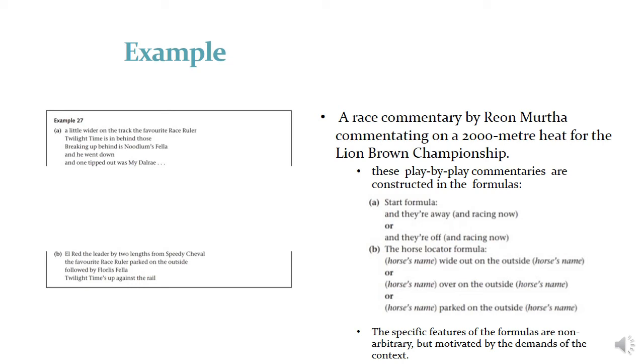The specific features of the formulas are not arbitrary. They depend on the context. For instance, the syntactic inversion, which was noted in example 25 as a feature of baseball and cricket commentary, also occurs as a feature of race calling formulas, such as in example 27, "one tip out was my Delroy". The use of the passive allows more time for the announcer to identify the horse before having to name the horse.